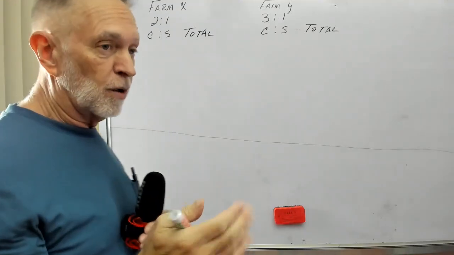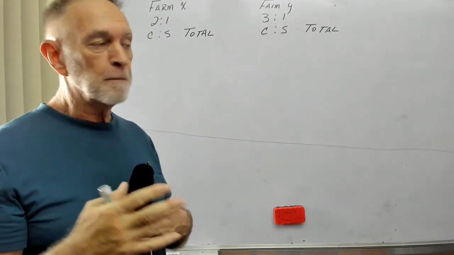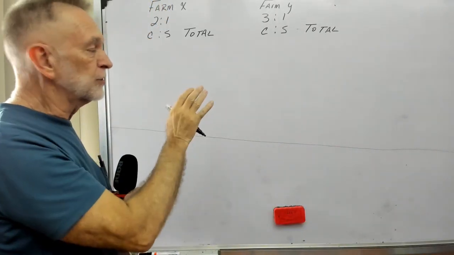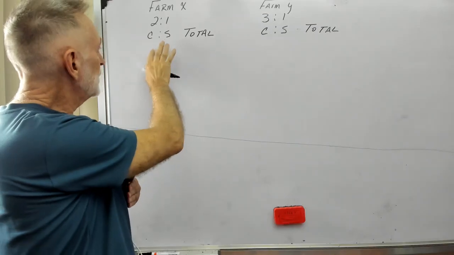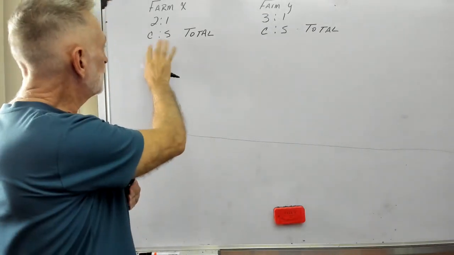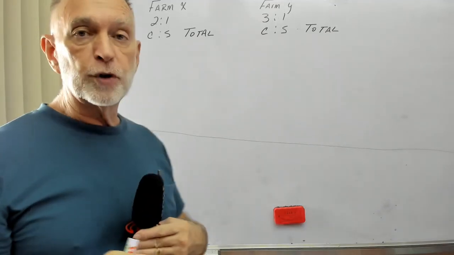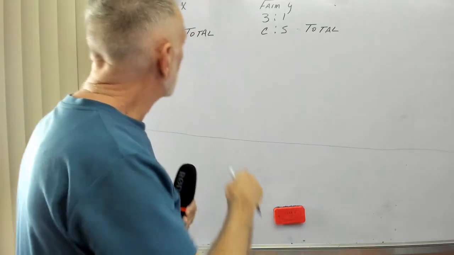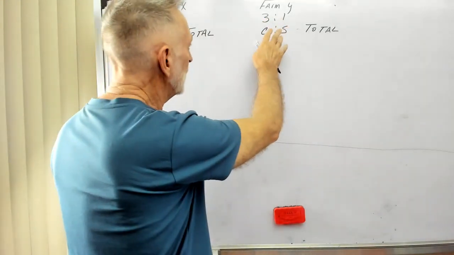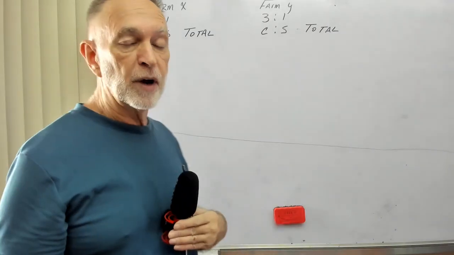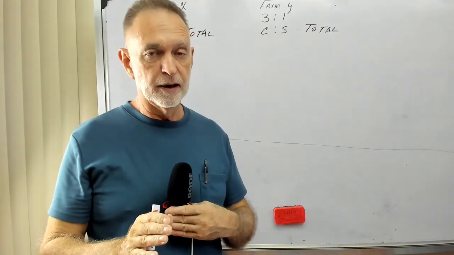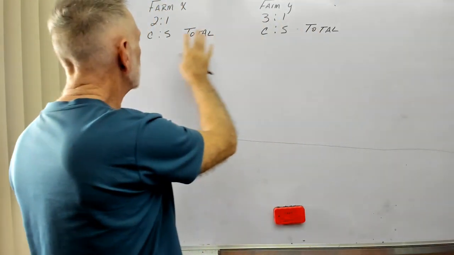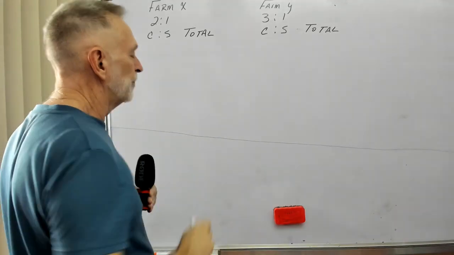Okay, you probably saw on the cover slide for this video a description of the problem. It talks about Farm X. They have the cows and sheep on their farm in the ratio of 2 to 1. So 2 cows for every 1 sheep. Farm Y has cows to sheep in a ratio of 3 to 1, but they have twice as many total animals as Farm X.